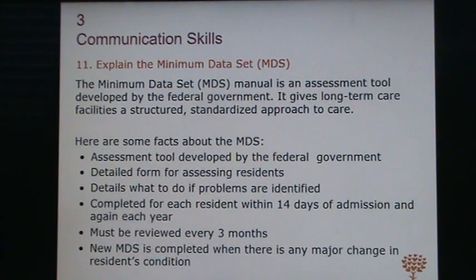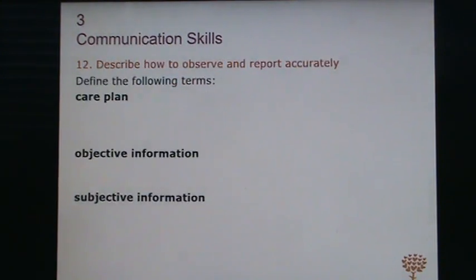And when we send a bill saying that we need additional money because we have to feed this resident, they're going to go back and check what the CNA documented. Did the CNA document that the resident was being fed? So if we send a bill saying that we feed the resident, but the CNA documented that the resident feeds themselves, then that's a problem. So be very careful when you're documenting.